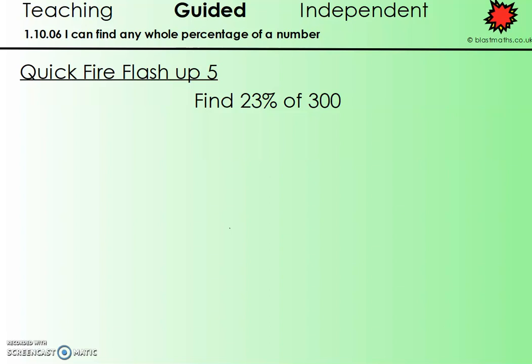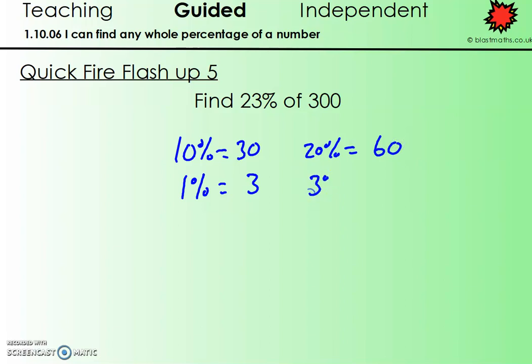Right, quick fire 5, so pause the video, give this one a go. Right, I want 23%, so 10% is 30, my 1% is divided by 10 again, it gives me 3. So 20% then, I'm going to double my 30 to get my 60, I want 3%, so I'm going to times this by 3, which gives me 9, so answer 69.